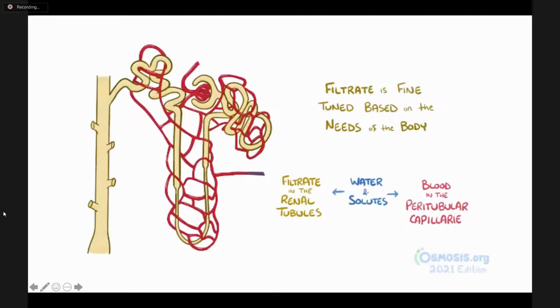Okay, so the filtrate that we filter will be fine-tuned based on the needs of the body. Alright, so water and solutes will be filtered. So if the body needs it, then we will reabsorb to the peritubular capillary. But if we want to excrete it, it will stay in the filtrate in the renal tubules and be excreted in the urine.